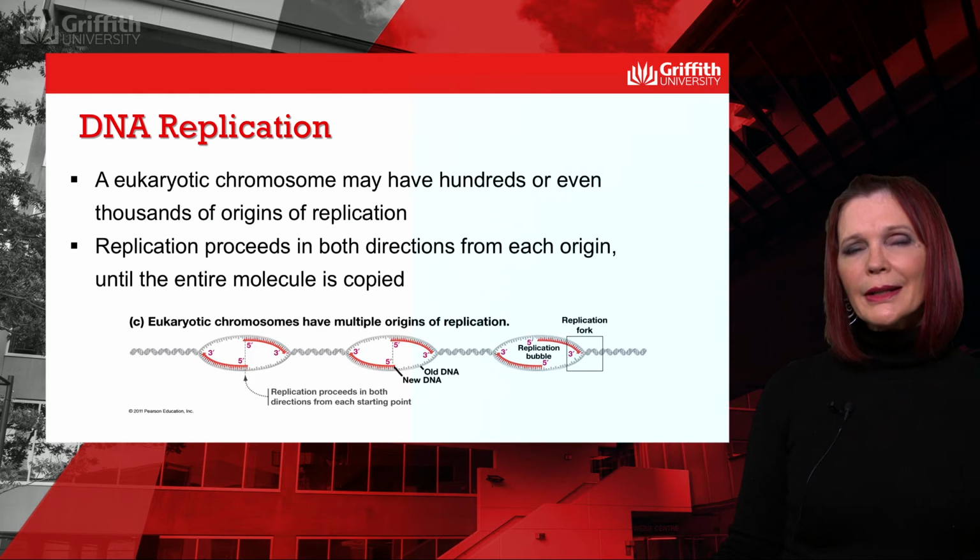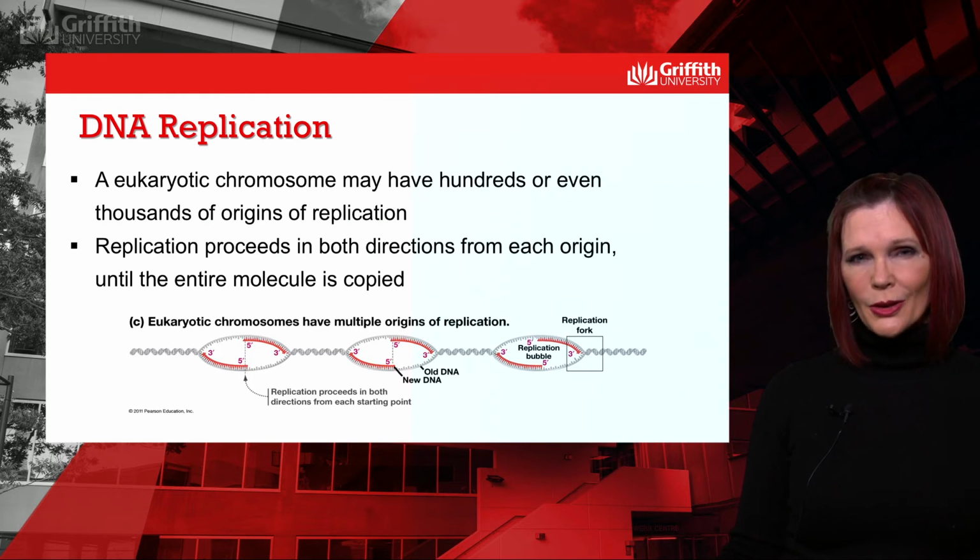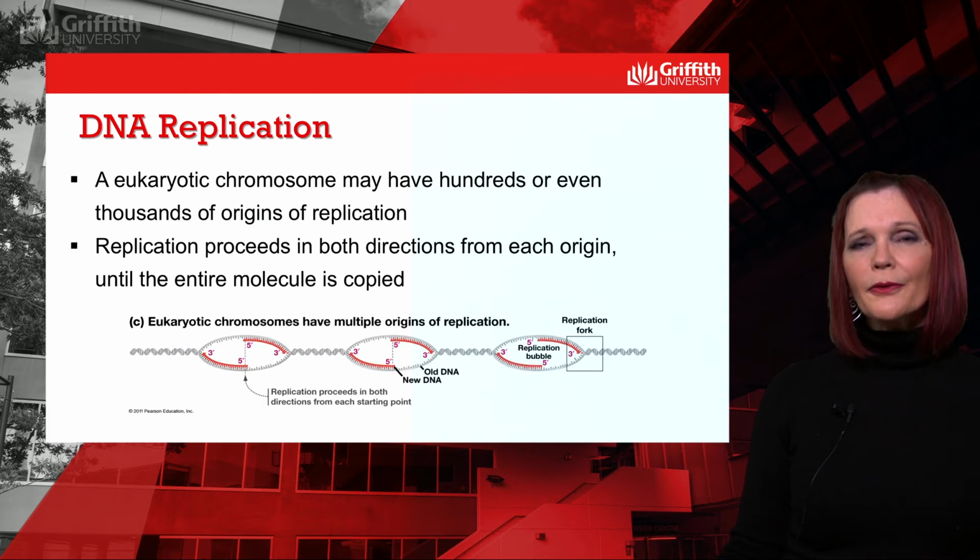In eukaryotes, there may be hundreds or thousands of origin sites per chromosome. Once started, replication proceeds in both directions from each starting point. Multiple replication bubbles form and eventually fuse, thus speeding up the copying of very long DNA molecules.